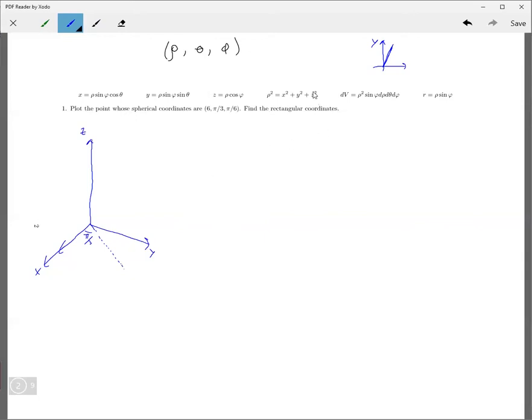Okay, and then phi is pi over 6. That's the angle that you make with the z-axis. So that's going to be right here this way. That's pi over 6. And so this right here is going to be this rho here. This distance right here is going to be 6 from the origin out to the point. So that would be where the point is, 6, pi over 3, pi over 6.